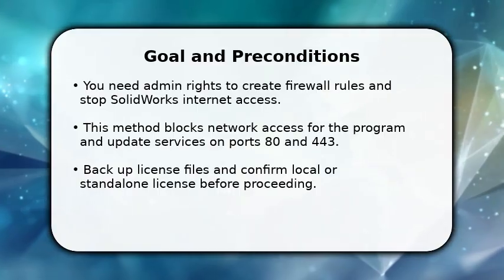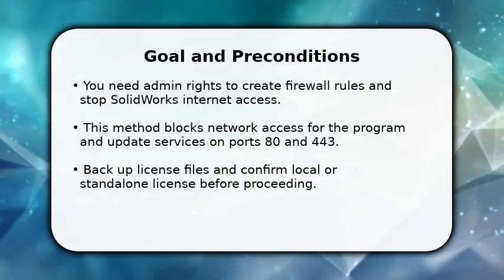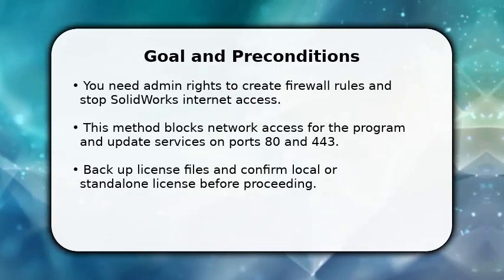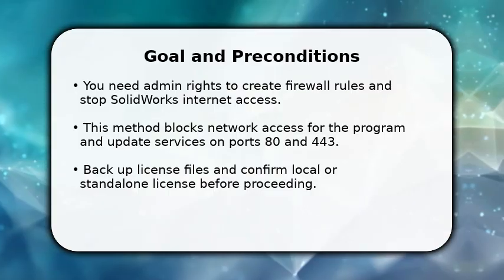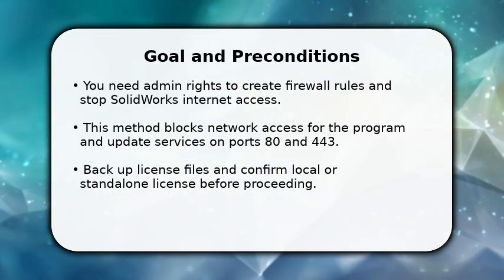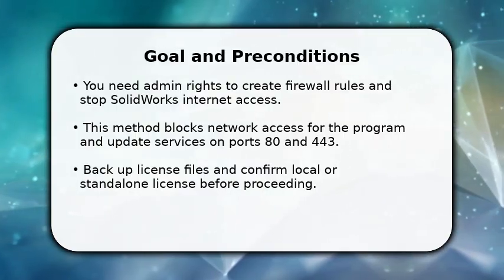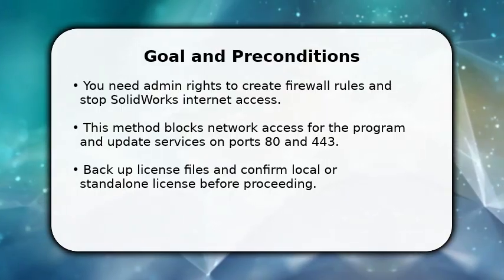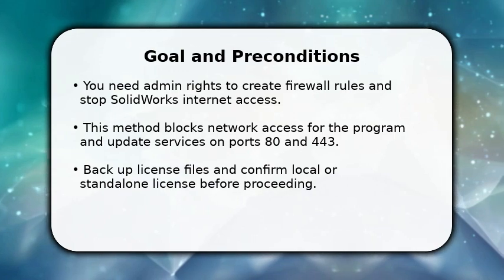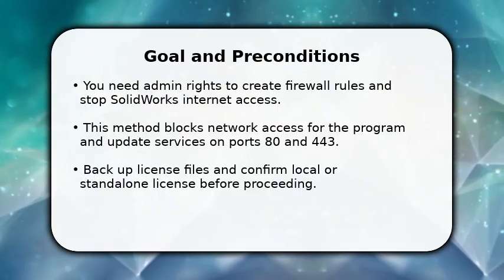We will block SolidWorks from accessing the internet by using the Windows Firewall Outbound rules. You must have administrator rights on the computer to create and enforce firewall rules. Back up any license files and confirm your license supports offline use before proceeding. This method targets program executables and update services to fully prevent outbound connections on ports 80 and 443. Once rules are in place, SolidWorks can run locally without reaching update servers or telemetry endpoints.